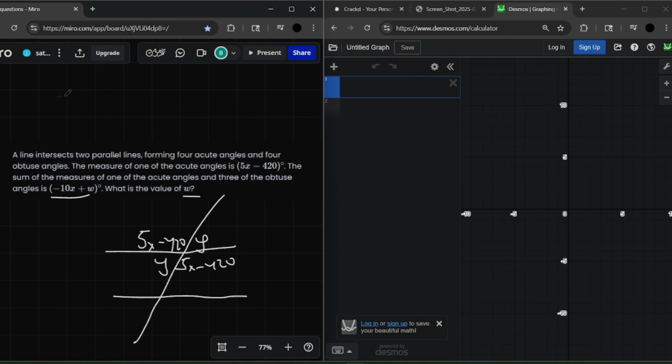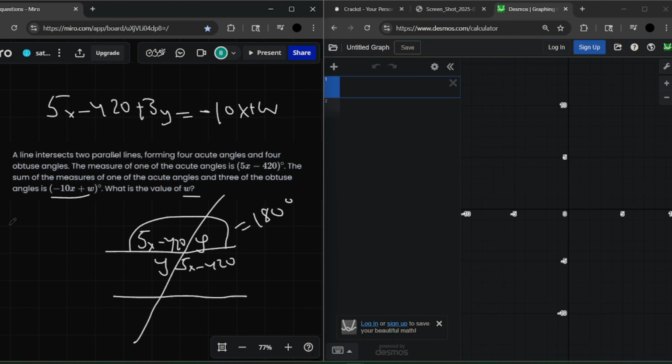And we're saying 5x minus 420 plus 3y is equal to negative 10x plus W. Okay, now I can solve this, but I just need to know what the value of y actually is. So what we're going to do is set up an expression that equates to y. We know that these two angles here would equal 180 degrees because they're supplementary. So 5x minus 420 plus y is equal to 180.